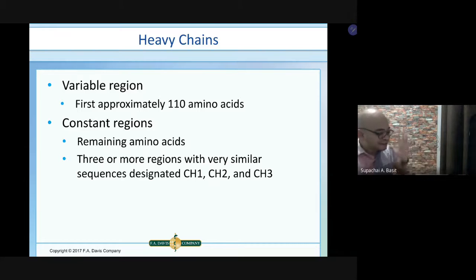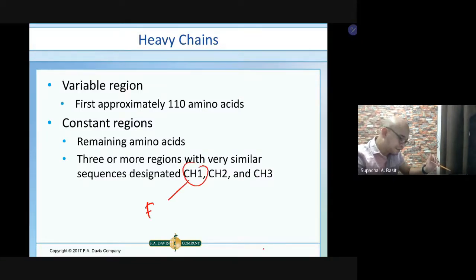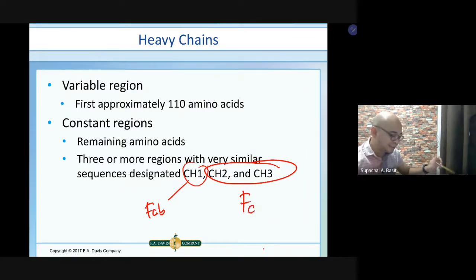Now, the heavy chain is also made up of variable region and constant region. The first 110 amino acids in the heavy chains are the variable region, while the remaining are the constant regions. As I said earlier, it is the constant heavy chain that determines the class of immunoglobulin. There are three regions of the constant heavy chain. We have CH1, which is found in the FAB. CH2 and CH3 are found in the FC portion.